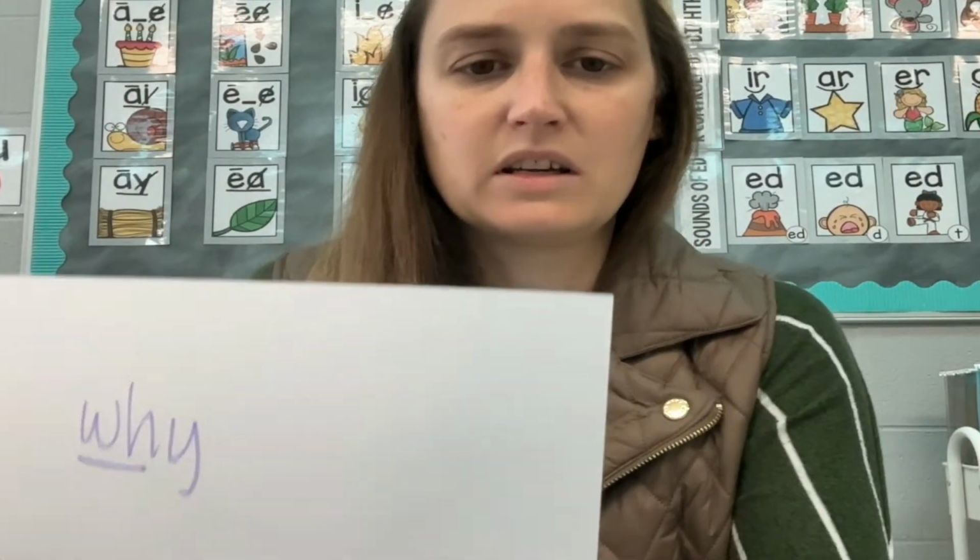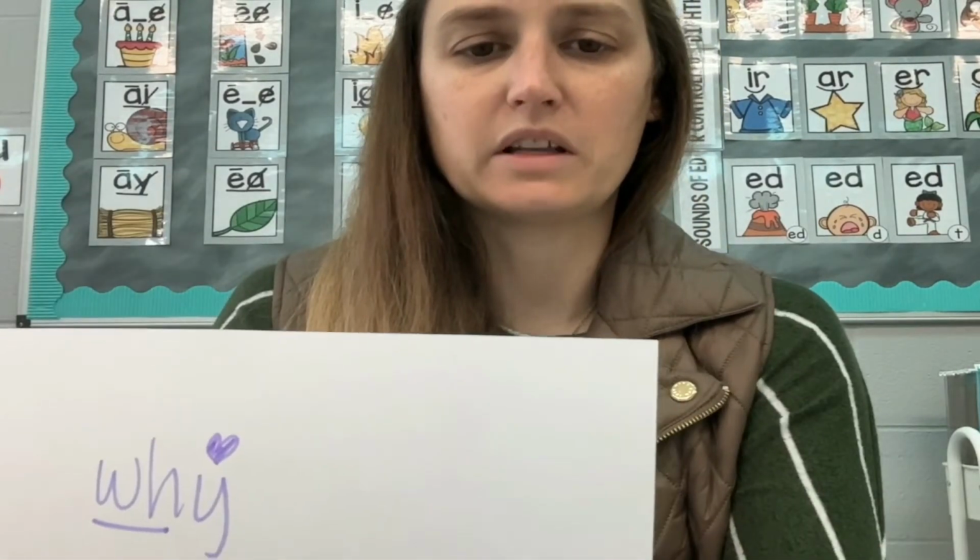So when we talk about the tricky word why, which will be on our spelling test this week, we have WHY. We know that WH says wh. Now Y is saying I. So that Y isn't doing what we expect it to. So that's the part of a word that we call a heart. When we call it a heart word, that's Y.